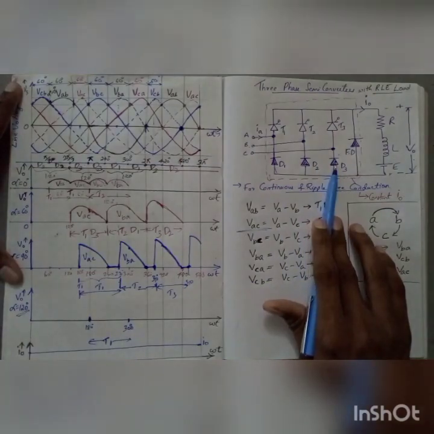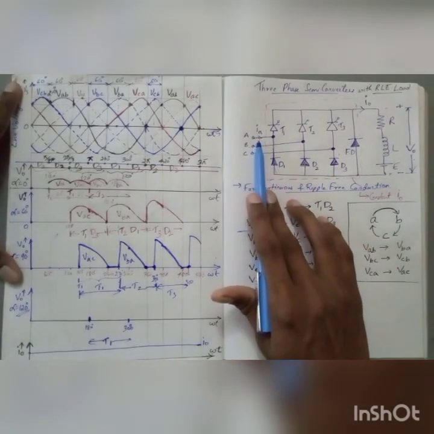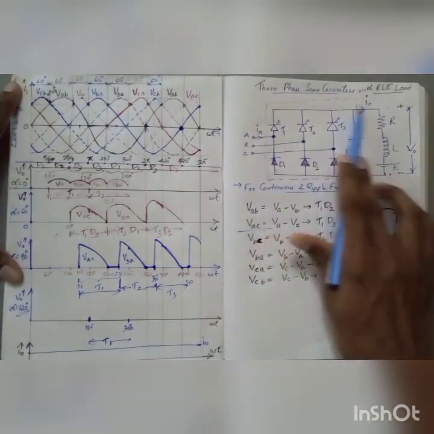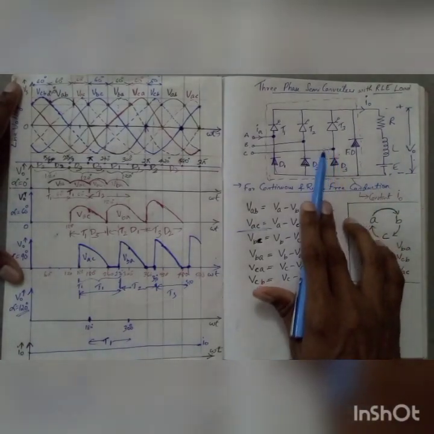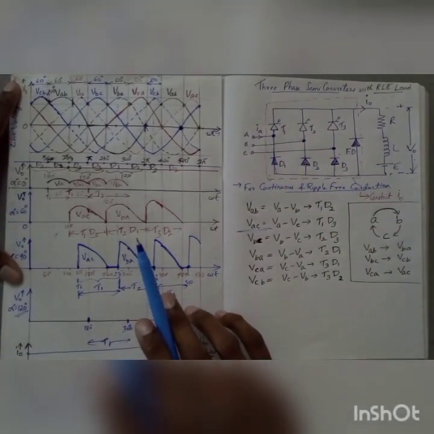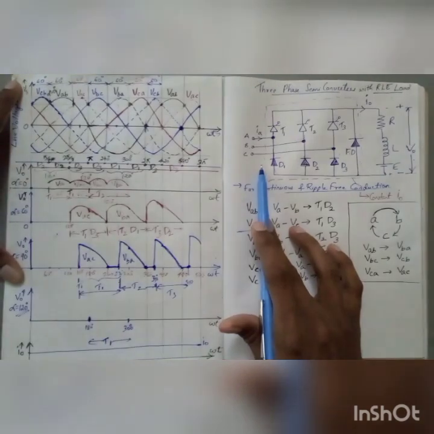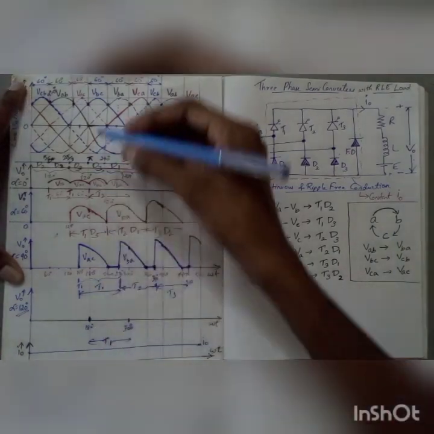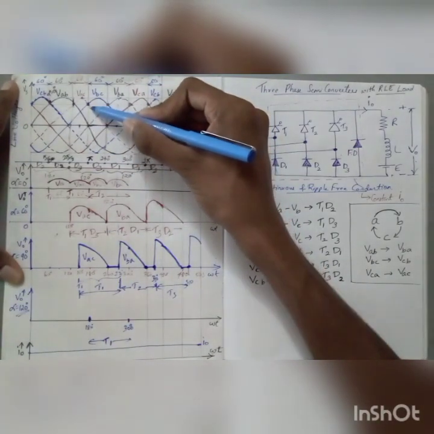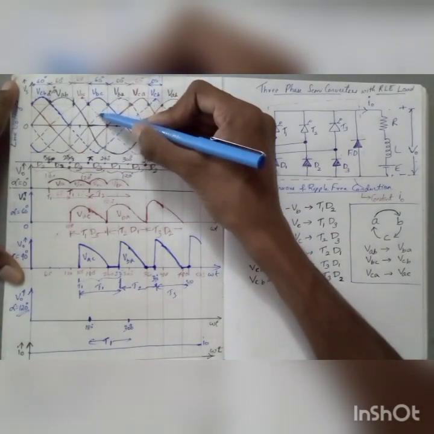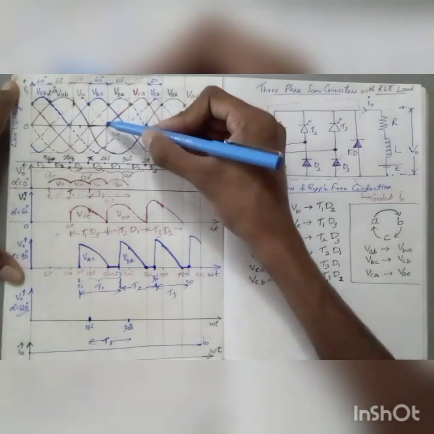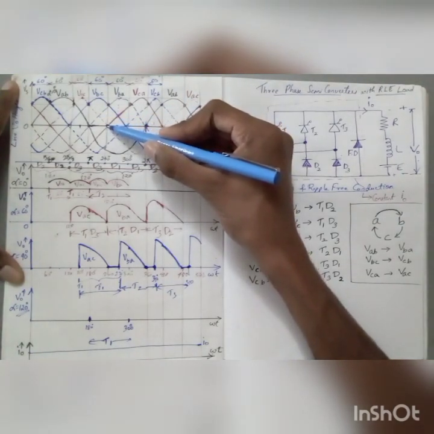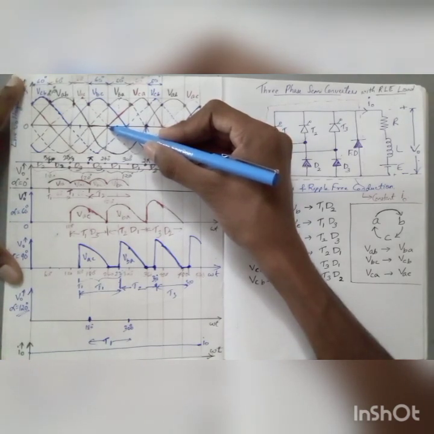T1 and D3 conducting means current I naught will be flowing through T1, RLE, and D3, which completes the circuit. So VAC will appear across my load. V naught will be equal to VAC from 180 degree onwards. Up to which point? Up to 240 degree, it takes the path of VAC. After 240 degree, what happens?